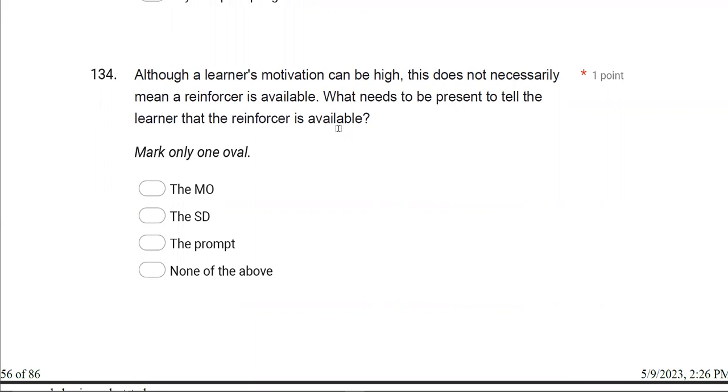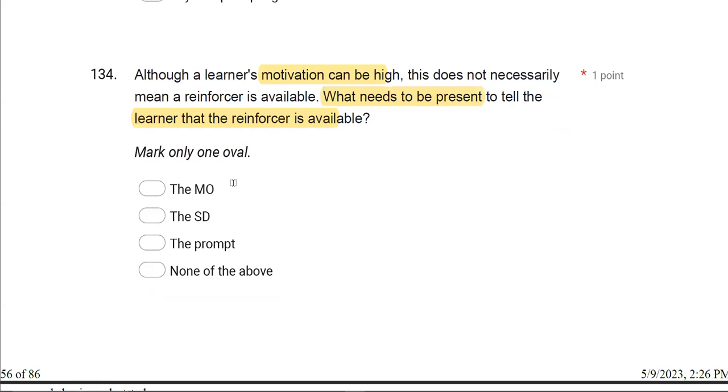Although a learner's motivation can be high, this does not necessarily mean a reinforcer is available. What needs to be present to tell the learner that the reinforcer is available? All right, think about this question. We have a learner whose motivation can be high. So immediately I think, well, sounds like an MO is present, some sort of establishing operation. However, it doesn't necessarily mean that reinforcer is available. So what needs to be present to let the learner know that the reinforcer is available? In other words, what signals to the learner that the reinforcement is available? What is the cue? What is telling them it's available?